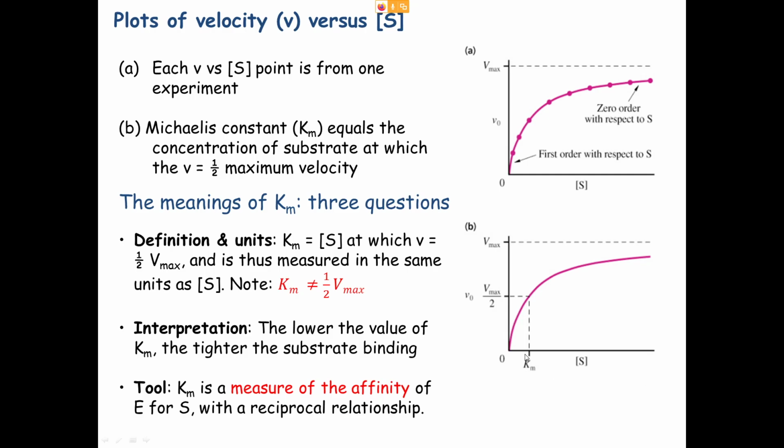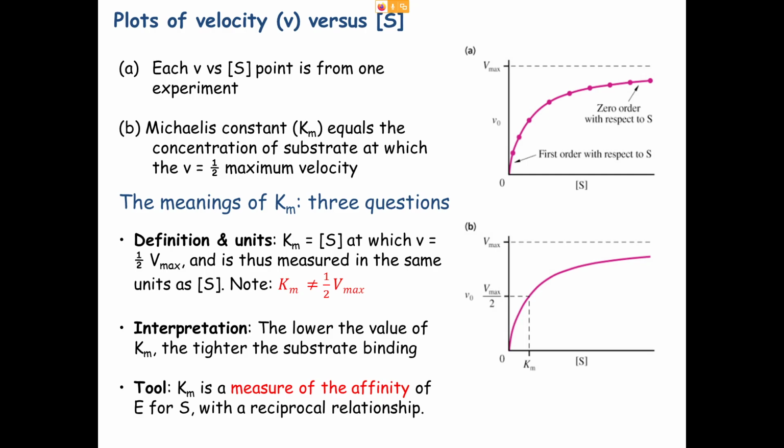If the Km is very small, then it doesn't take a lot of substrate to get it to go fairly fast. It must hold on to what it grabs. So a low Km value, very little amount needed to get this thing going. So it must bind tightly. So that's exactly what we just said. That's the interpretation. The lower the Km, the tighter the binding.